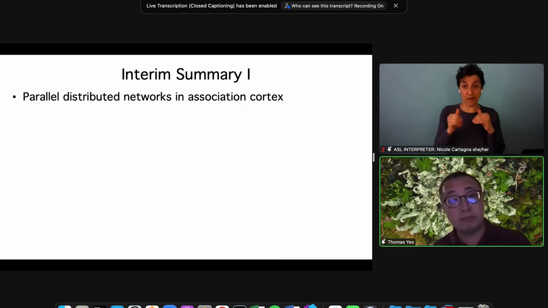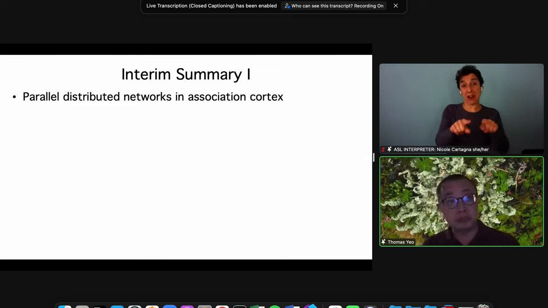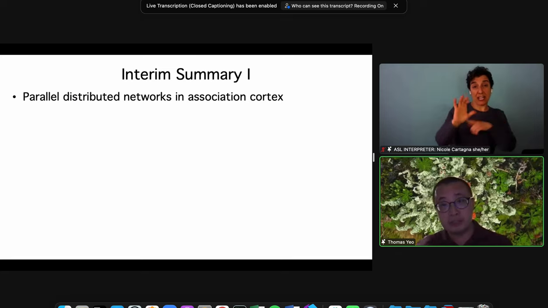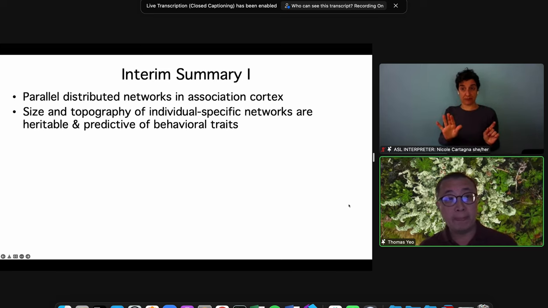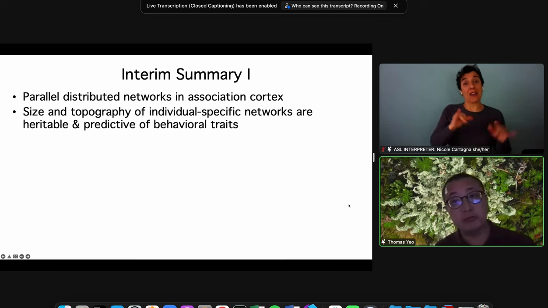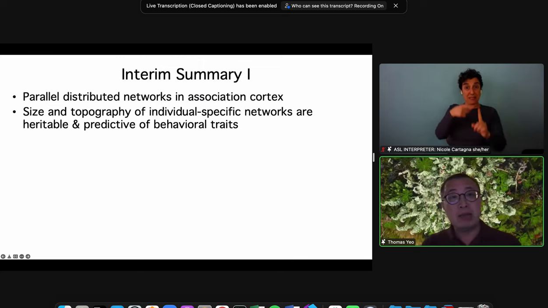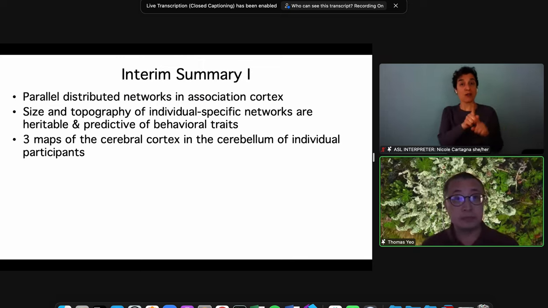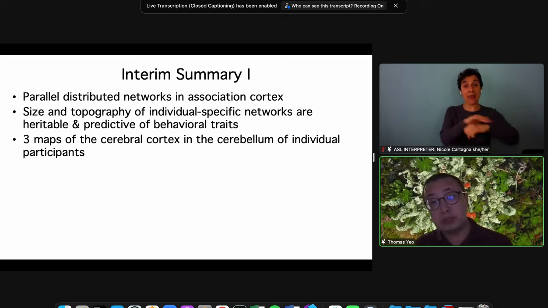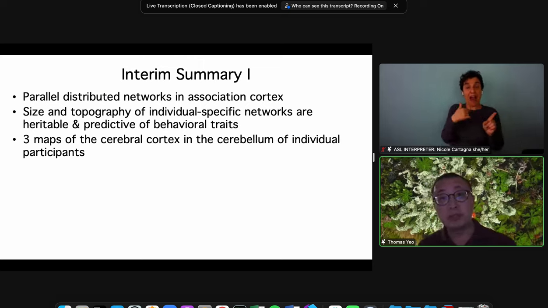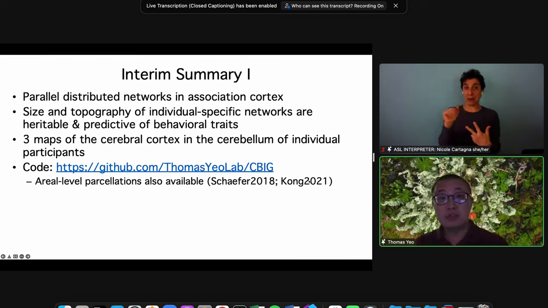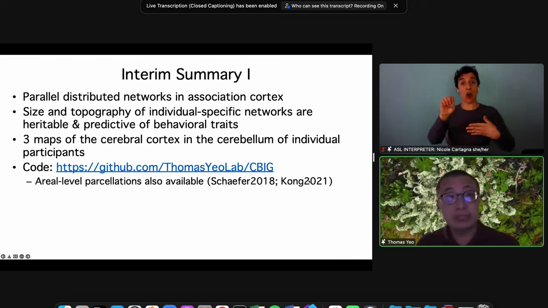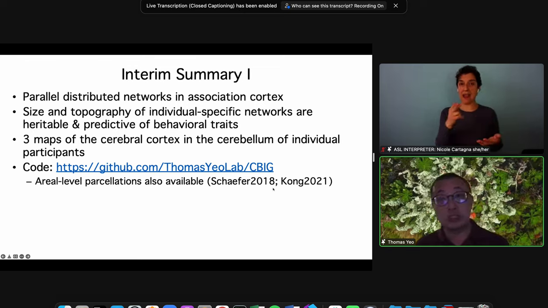To summarize, we found parallel distributed networks in human association cortex. This parallel architecture exists even in individual participants. We found that the size and topography of individual specific networks are heritable and predictive of behavioral traits. In the cerebellum of individual participants, we found that there are three maps of the cerebral cortex, but at this point, we're not sure about the functional significance of the three maps. So all the code from our studies can be found on GitHub. This includes areal level parcellations at the group and individual level, which I'm not showing you today.